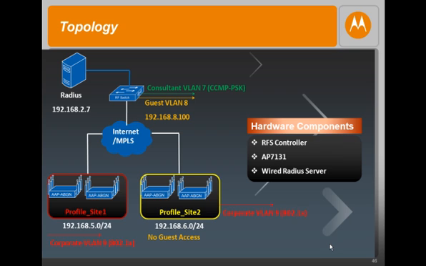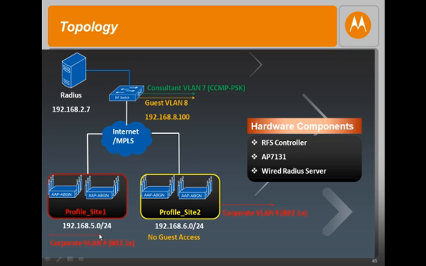In our topology today, we are going to be plugging two APs to the network. The first AP is going to be plugged into a subnet 192.168.5.0, and the second AP is going to be plugged into a subnet 192.168.6.0.